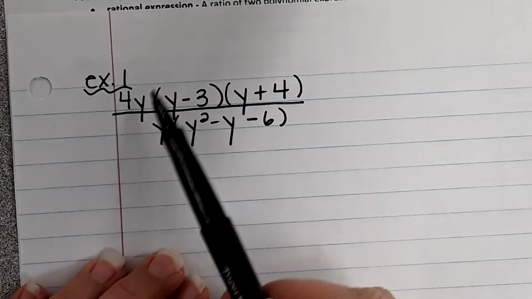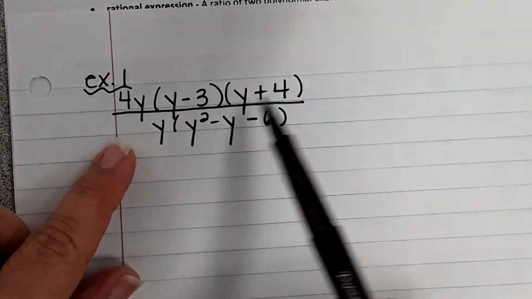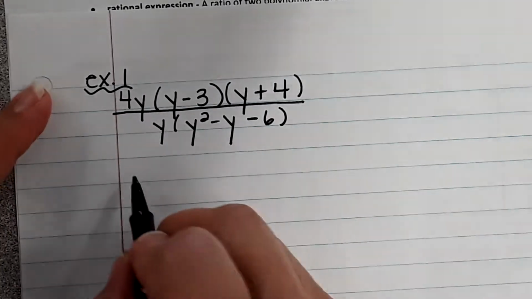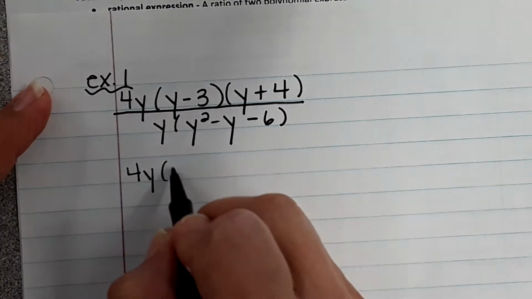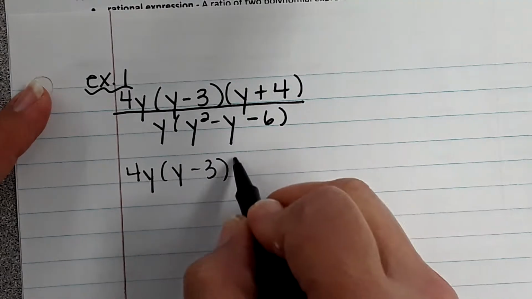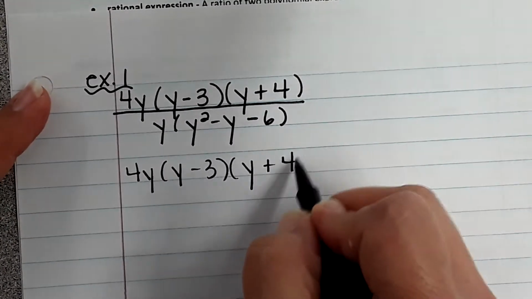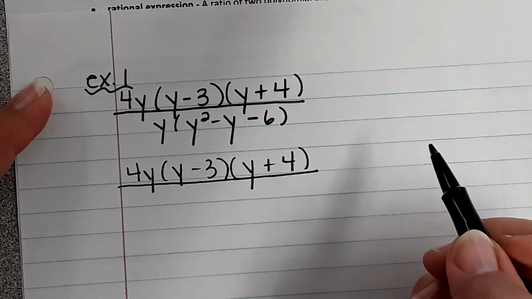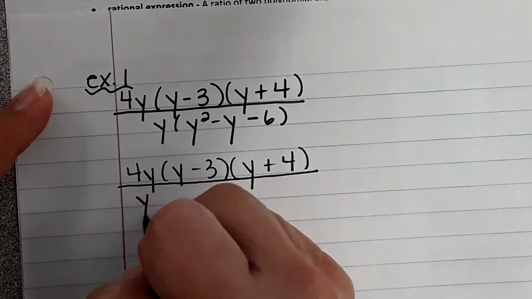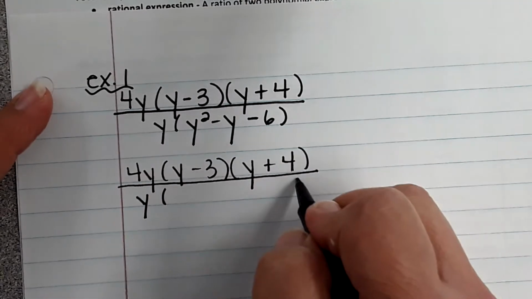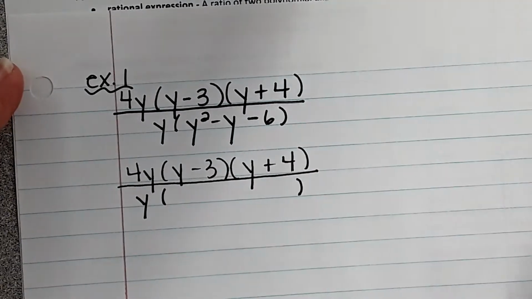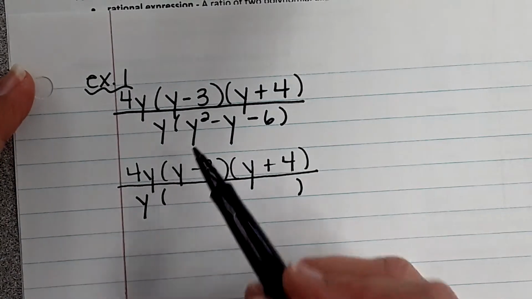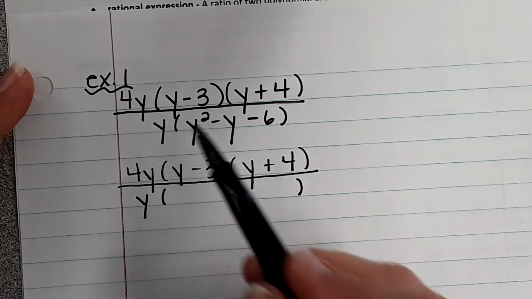Okay, so the top one, is that factored? The numerator is completely factored, so we're going to leave the numerator of the fraction alone. Is the denominator completely factored? No. So we're going to write y. And we're going to think of two numbers that when we multiply, we get -6. And when we add them, we get -1. And the reason I can do it that way is because the leading coefficient is 1.